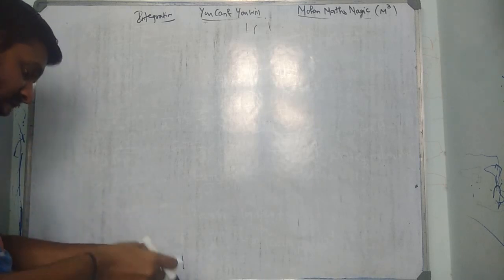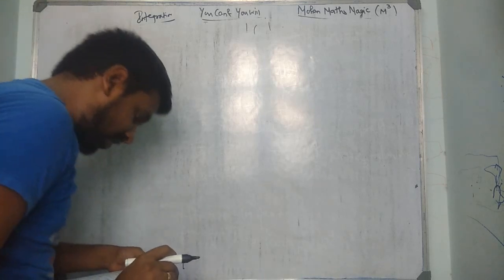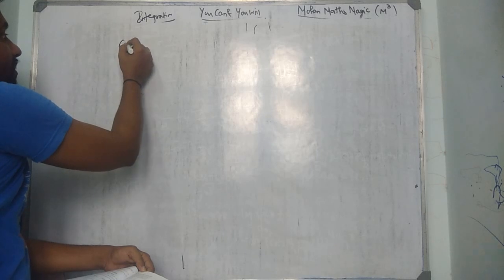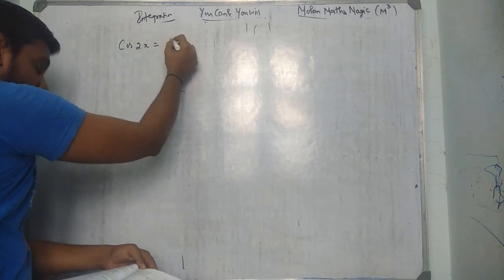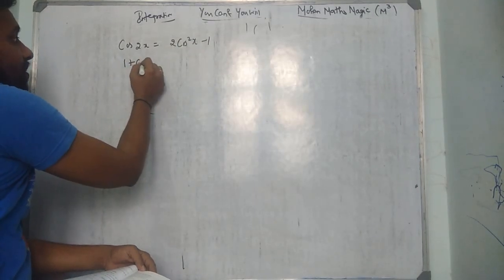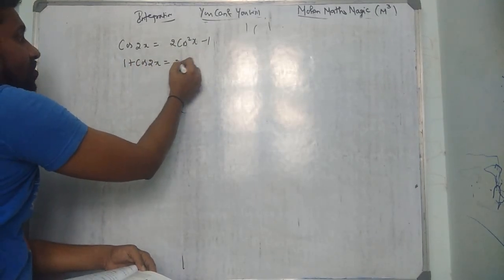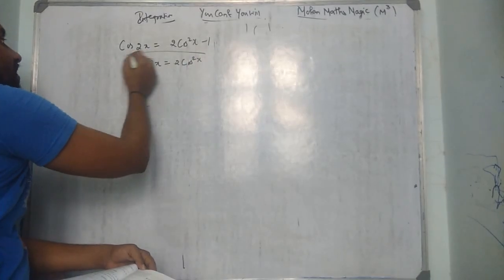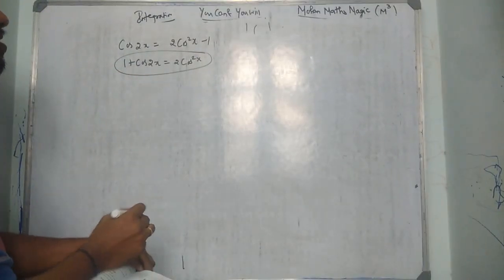So now we'll move on to the half angle, full angle, everything. Now, trigonometry formulas: cos 2x can be written as 2 cos square x minus 1, right? So it will become 1 plus cos 2x equal to 2 cos square x. This is the golden formula. The formula is called the golden formula.